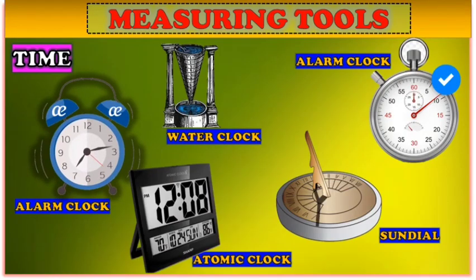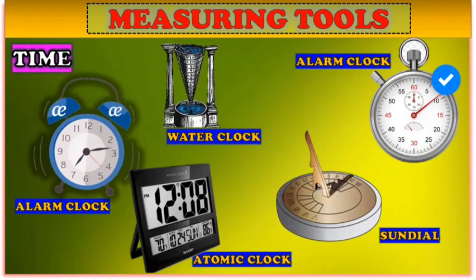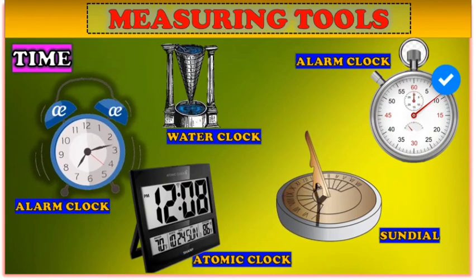Okay, so we have also measuring tools in terms of time. We have the alarm clock, we have the water clock, we have the analog clock. We have the sundial, and we have the atomic clock. Hindi ko na-edit yung isang alarm clock. Okay, so that is what you call the measuring tools in terms of time.